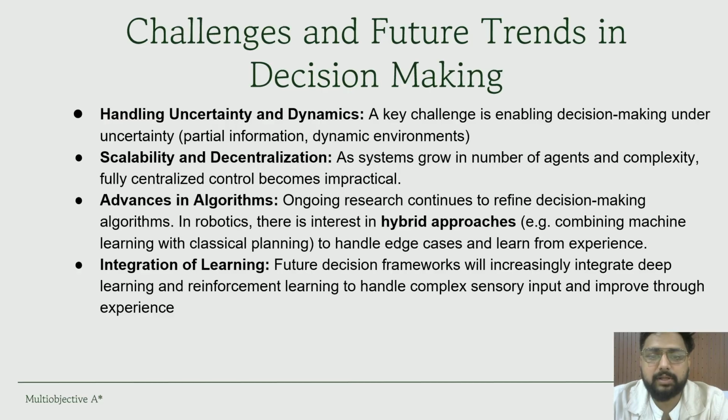Ongoing research continues to refine decision-making algorithms. In robotics, there is interest in hybrid approaches that combine machine learning and classical planning to handle edge cases or to learn from experience.